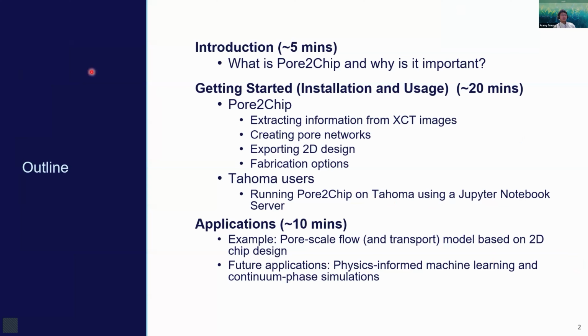Okay. Yeah, so this is an outline about what I will be talking about. I'll be going over the introduction and how to use PortaChip and what it's capable of. And then later on, Brian will talk a little bit more about applications in flow and transport models and future applications with physics-informed machine learning simulations.